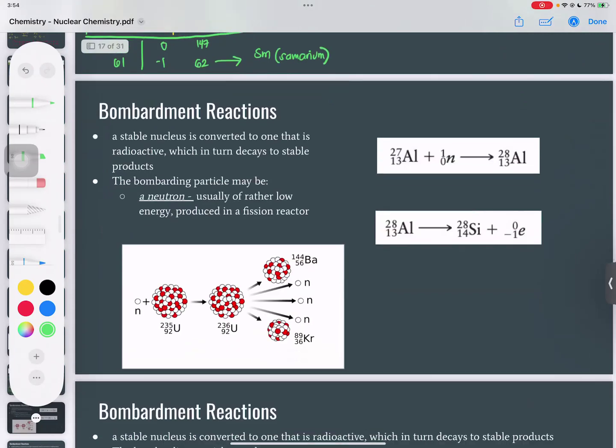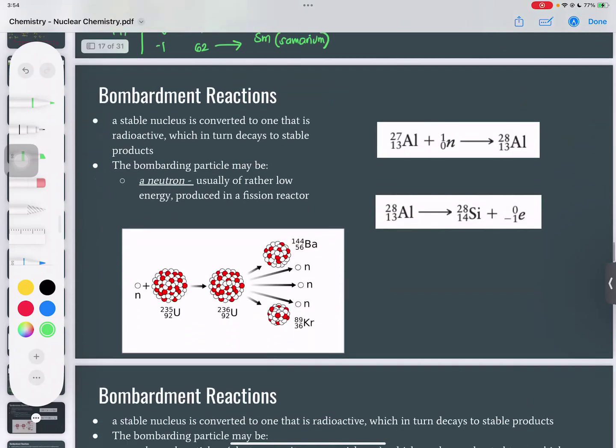Let's proceed to bombardment. So more than 1,500 radioactive isotopes have actually been prepared in the laboratory. The number of such isotopes per element ranges from 1 to 34. For hydrogen and boron, we have 1. For indium, we have about 34. They are all prepared by bombardment reactions. From the name itself, a stable nucleus is converted to a radioactive isotope or nucleus when it is bombarded by certain particles.